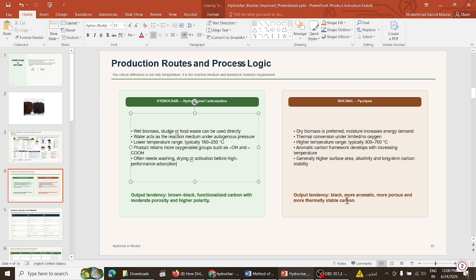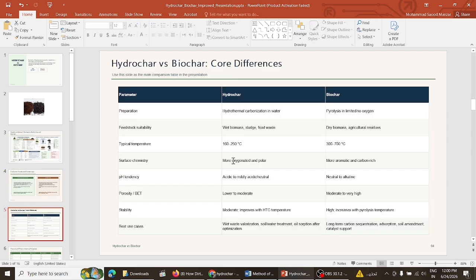Okay, we have already discussed these things in the previous discussion. Now, preparation: you can see in water for hydrochar, and in limited or no oxygen for biochar. Already we have discussed stability: it is moderate for one and high for the other. And this is wet waste valorization, long-term carbon sequestration, adsorption, soil amendment.